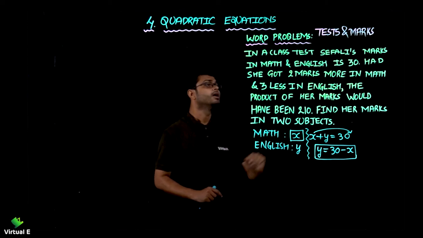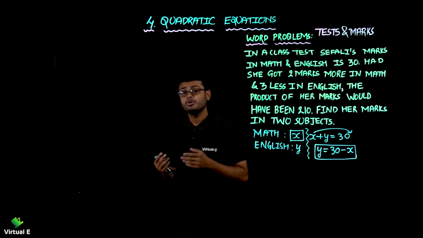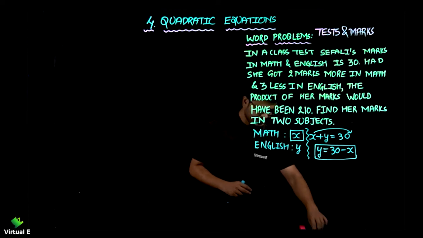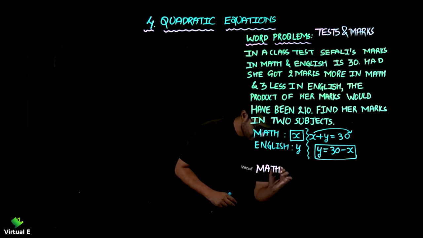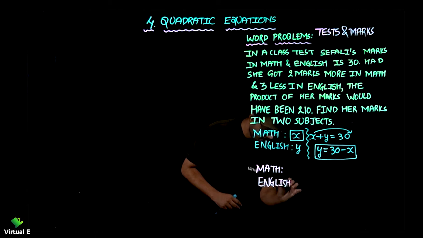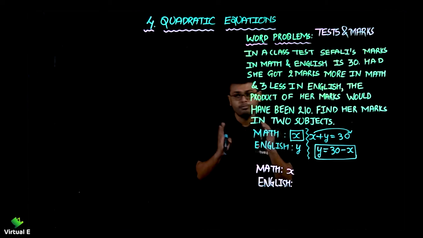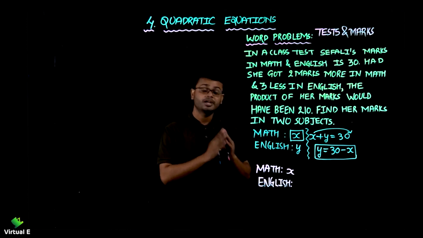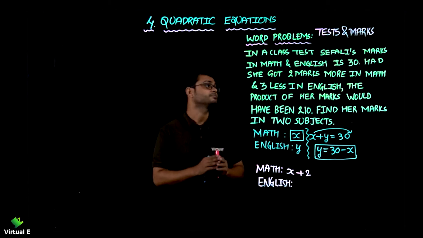Okay, let's read further. Had she got 2 marks more in math? Okay, so we need to add 2 marks in mathematics. So let's add second condition, that is, let's write one more time, math and English. Okay, so 2 marks more in math. So initially it was X. More, do not multiply over here. More means addition, times means multiplication. So here X plus 2 marks more, done.